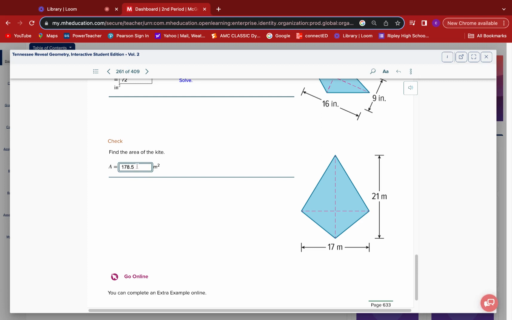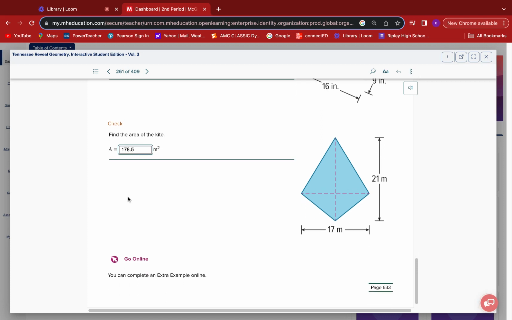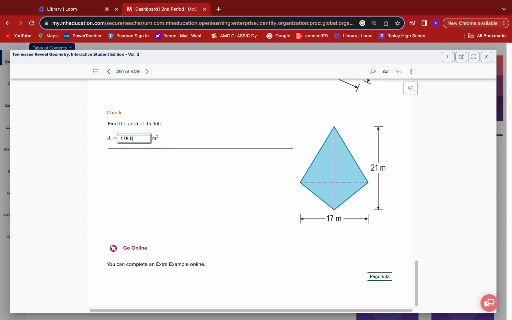178.5 square meters. I don't know. It's a daily struggle, brand new teacher. You're going to have students that think this is wrong. What did I do wrong? Well, what'd you get? 178.5? You got it right. Well, no, I got a decimal. It's still right. That's going to be a struggle for all the years that you teach. All right. Okay, moving to the next page.